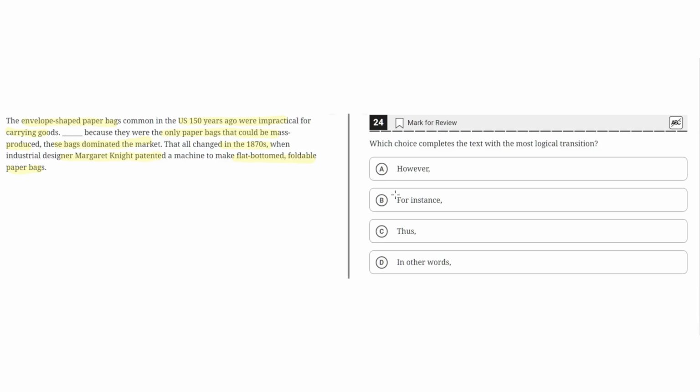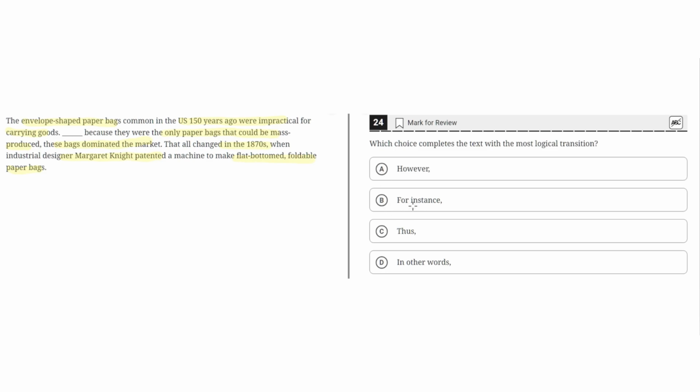So option choice A says, "however." This seems to be the correct answer because between the first and the second sentence is a contrast, where the first sentence highlights how the envelope-shaped paper bags common in the US 150 years ago were impractical for carrying goods. The second sentence highlights how these were the only paper bags that could be mass-produced, and therefore these bags dominated the market. So there is a contrast between these two sentences, and "however" correctly highlights this contrast, so A seems to be the correct answer.